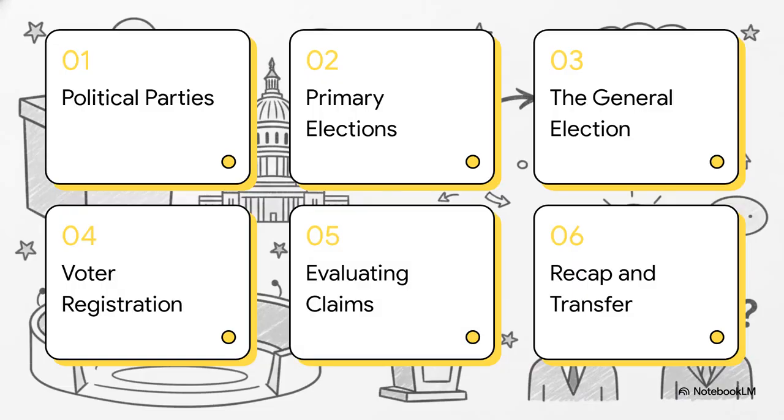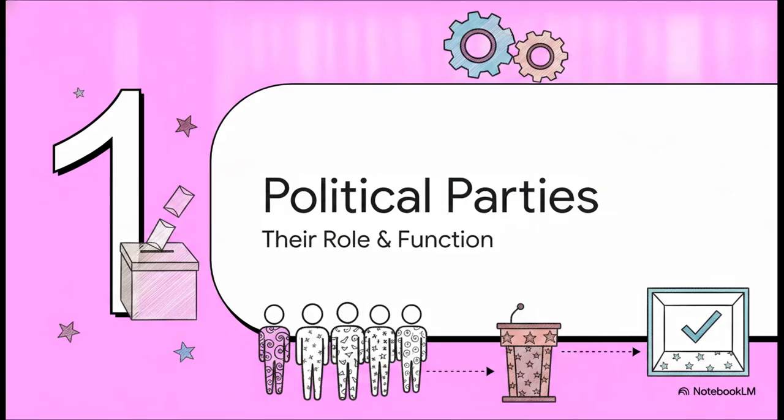Okay, let's dive into this. Here is our cognitive roadmap for today. We'll look at the role of political parties, nominations and primary elections, and the general election. Then we'll hit voter registration and turnout, how to evaluate evidence-based claims, and finish up with a quick recap and transfer. Starting us off with Section 1, the role of political parties.